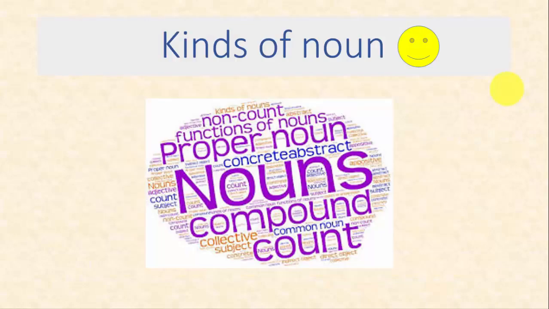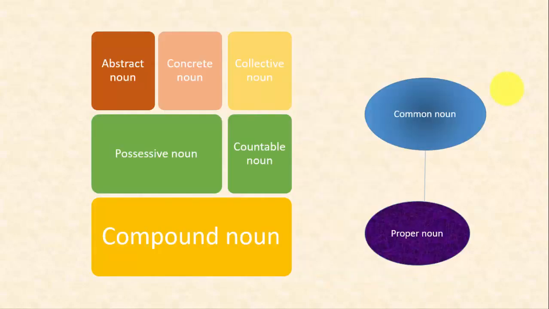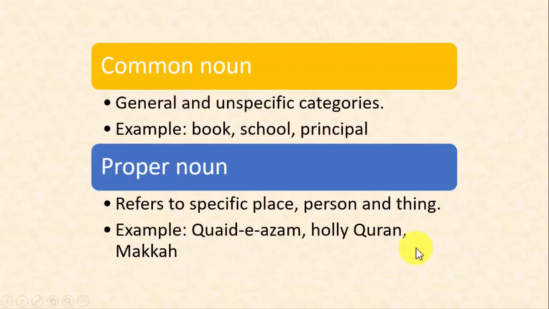Next, moving on, kinds of nouns. There are actually eight types of nouns. We will further discuss them one by one. First is abstract noun, concrete noun, collective noun, possessive noun, countable noun, compound noun, common noun, and proper noun. We will discuss them one by one.